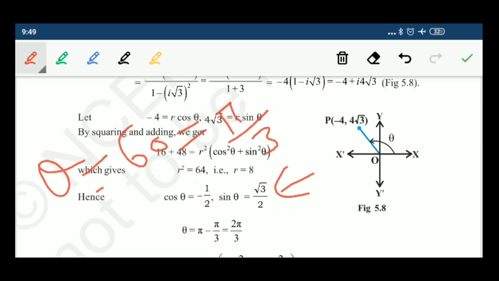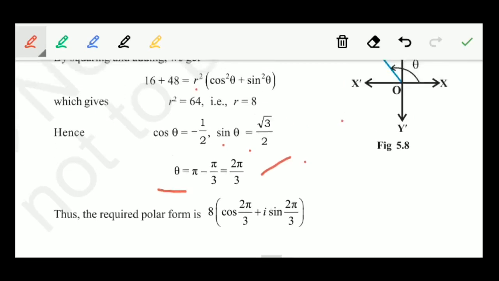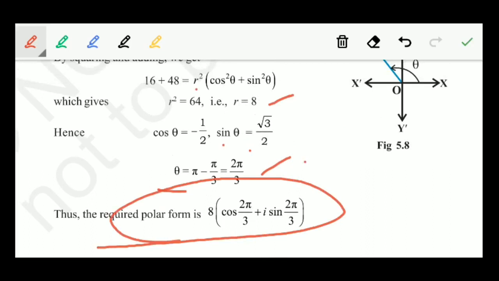So what is the value? Pi minus alpha. Once again, that is pi minus alpha. So from here you will get the argument of z is equal to pi minus pi by 3, and after simplification you will get the argument of this complex number as 2 pi by 3. After getting both the value of r and the argument of z, this is our required polar form after substituting the values of r and the argument.